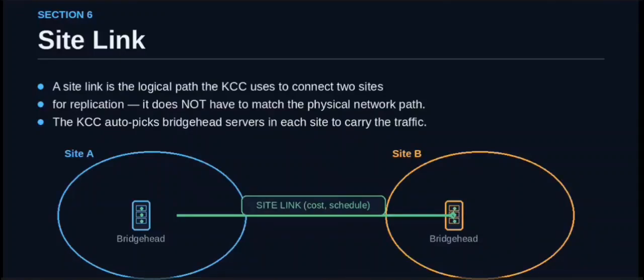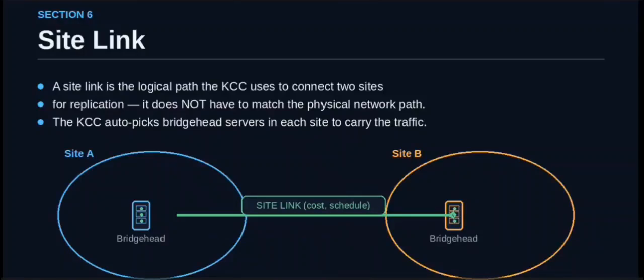Now the next question is, how does Active Directory know that the Delhi site and the Mumbai site are allowed to replicate with each other? That's where site links come in. Suppose you have domain controllers in two different offices, such as Delhi and Mumbai. How does Active Directory know that these two sites should replicate with each other? That's where our site link comes in.